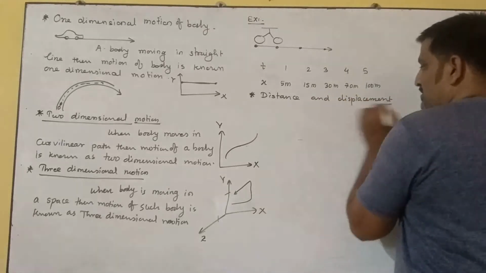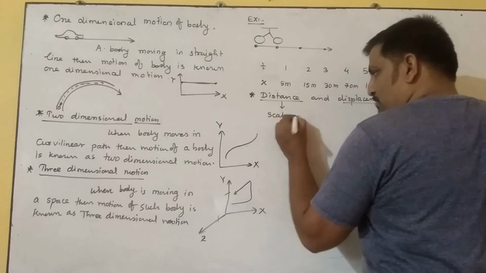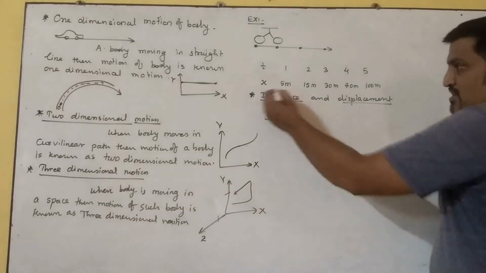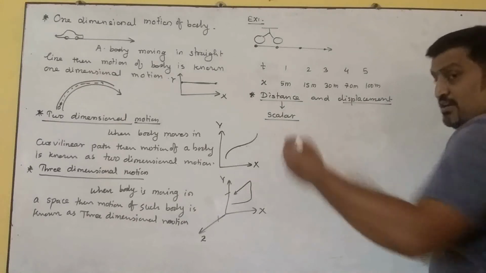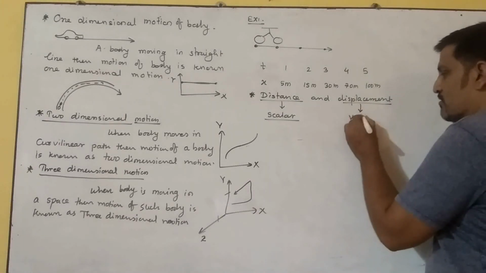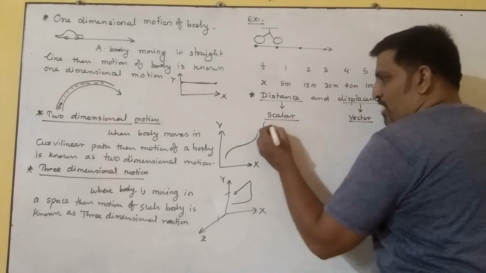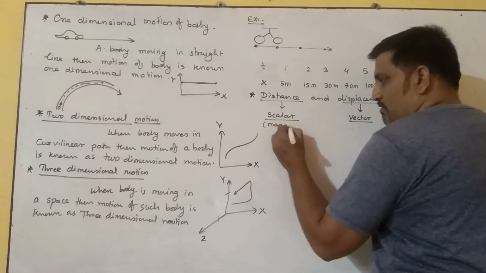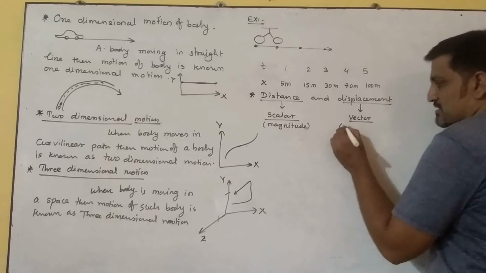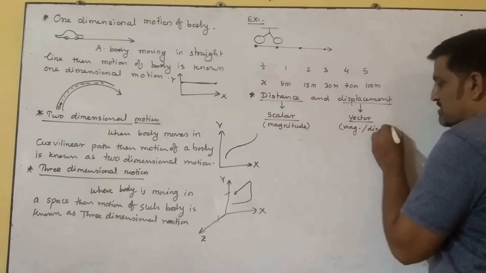Now we know that distance is a scalar quantity. When I taught you in the first chapter, it goes under the category of scalar. And displacement is a vector quantity. We know that a scalar has a requirement of only magnitude, while displacement needs magnitude as well as direction. Both the things it requires.